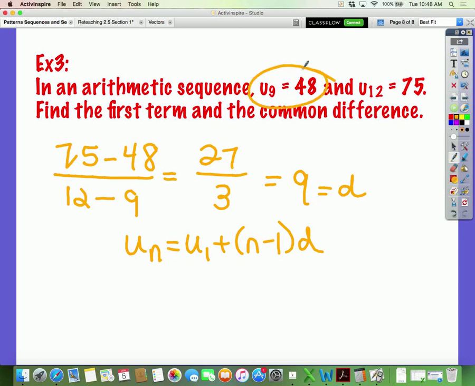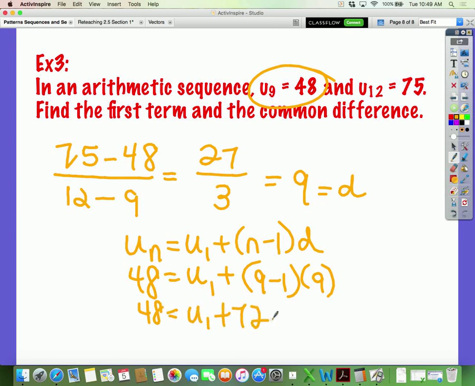The 9th. And so I'm going to plug in 9 for n. I'm going to plug in 9 for d, because that's what we came up with. I'm looking for my first term, so u sub 1 stays where it is. And then for the 9th term, I'm going to plug in 48. It works the same way if you use 75 and 12. What's 9 minus 1? 8. Times 9 is? 72. So then I would just subtract to find my first term.